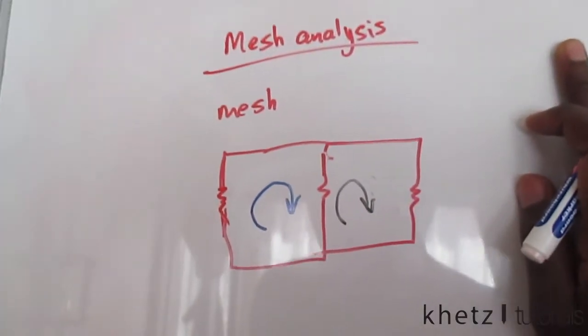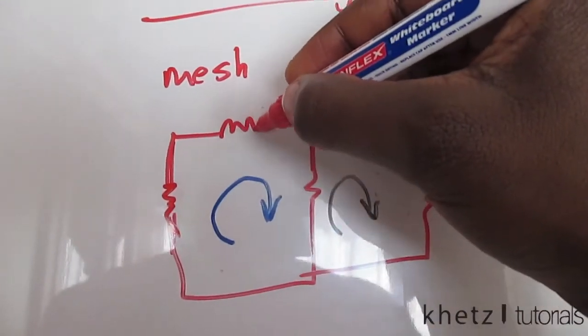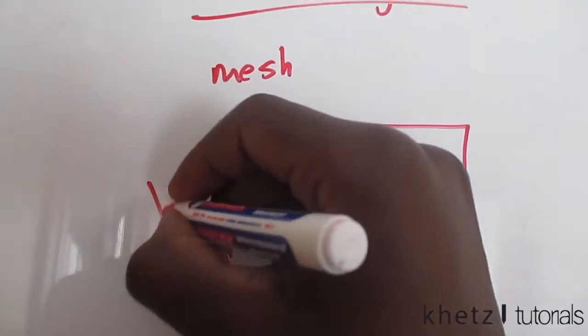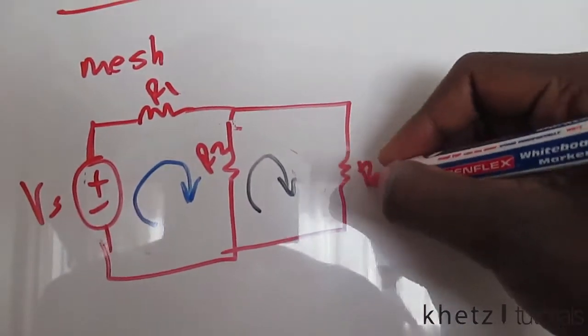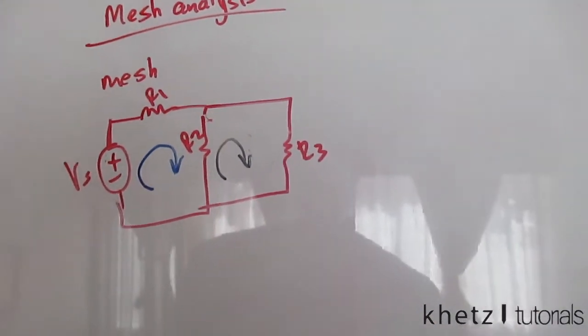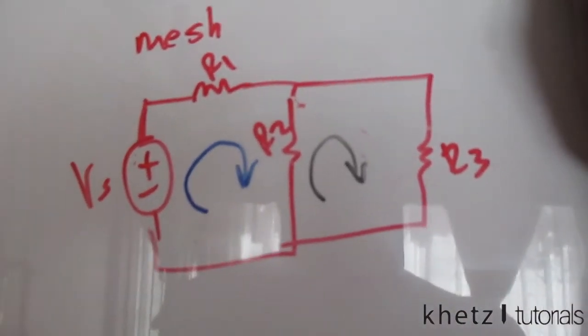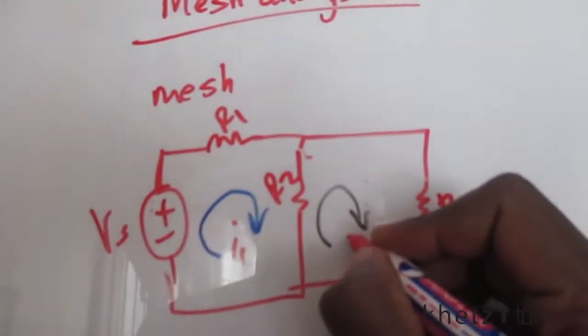So let's say we had a resistor here, and we had a voltage source here, Vs. Let's call this R1, this R2, and this R3. Now, doing mesh analysis, starting from this side, let's call this current I1, and this current I2.